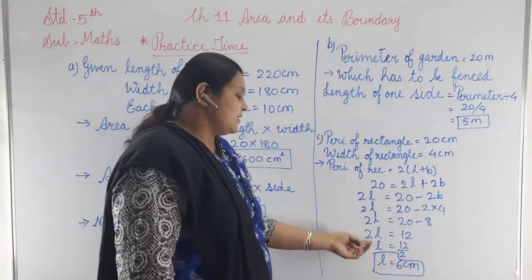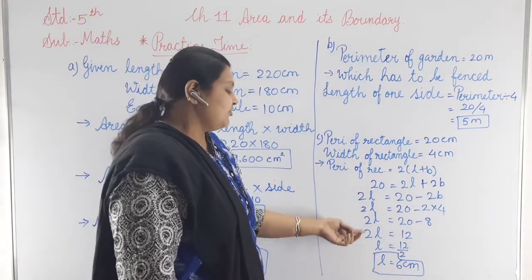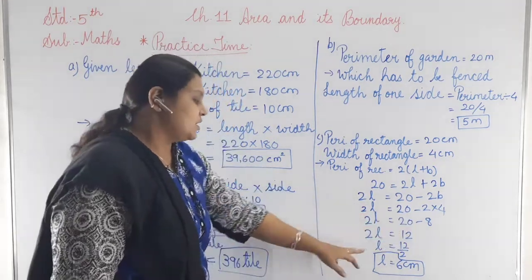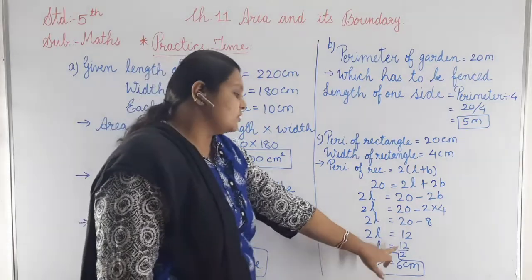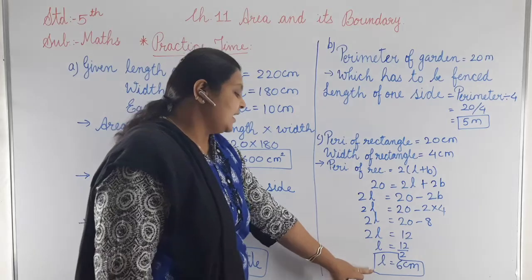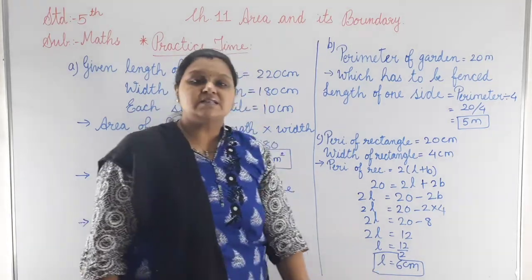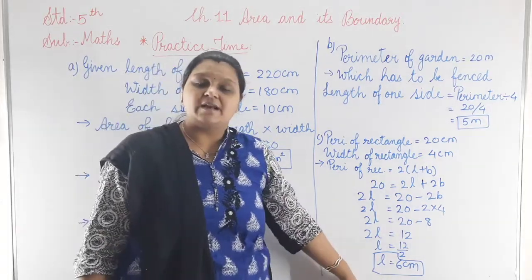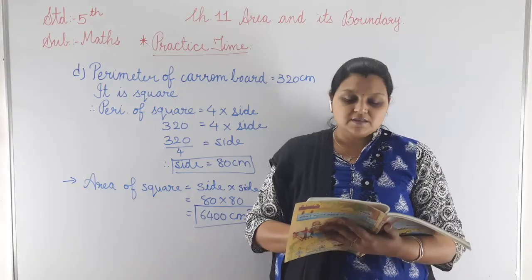Now this is in the multiplication relation. If 2 goes this side, it will be in division relation. So L is equal to 12 divided by 2. That is, L is equal to 6 centimeter. Length is 6 centimeter. Next question.